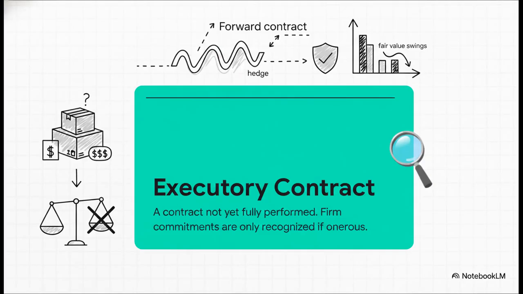But here's where we hit that roadblock. That $100 purchase agreement is an executory contract. You haven't actually fully executed it yet. Because of that, under normal rules outside of hedge accounting, you just don't recognize it. So your balance sheet remains completely blind to the inventory. But at the exact same time, it's being forced to react to the fair value swings of the forward contract you bought to protect it. It's kind of a mess.